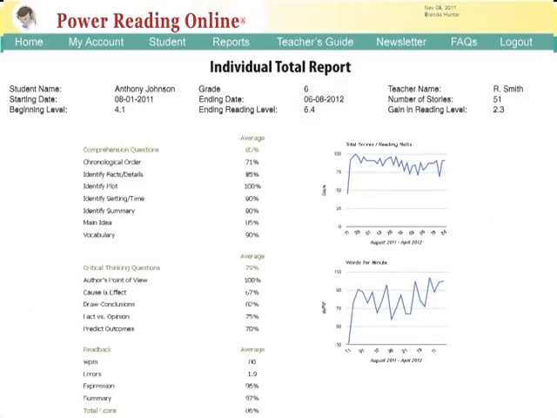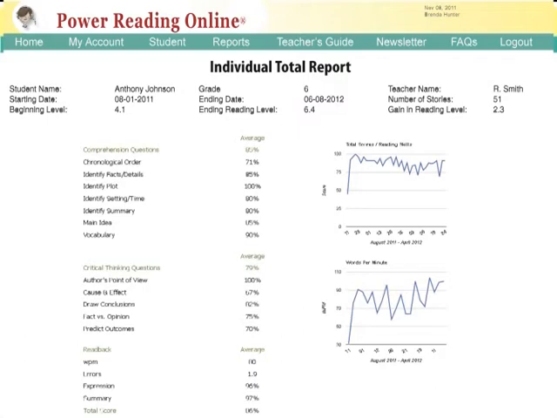So for main idea, he's got 100%, so that's a good category for him. As a teacher, when I'm working with one of my students and I see a lower area, maybe 60% or 70%, I'm going to address that and work on that area with Anthony, because obviously that's a weak area, and he needs to learn how to address those questions.